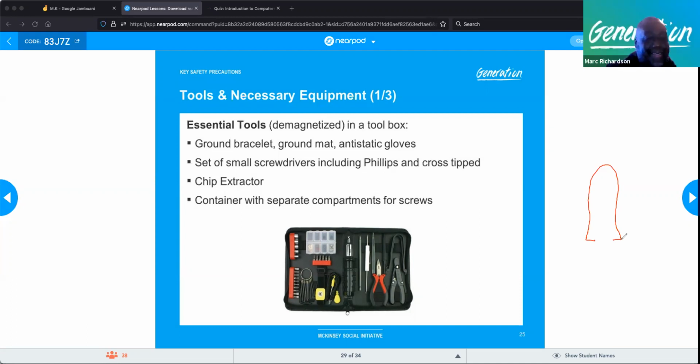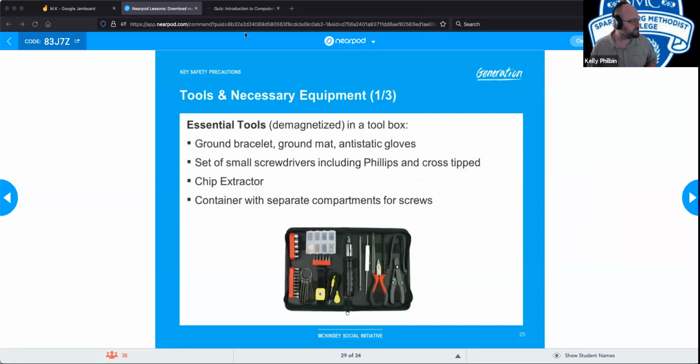So always remember that story. Use the chip extractor, and you won't run into that particular situation. All right, we'll be going over tools again as well. So this is mostly just an overview. They also have good pictures of them in your Cybex book when you get into that.